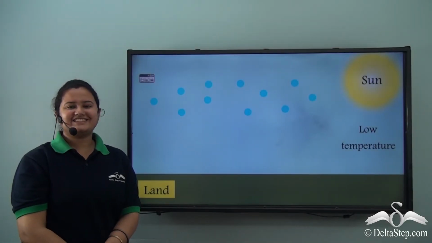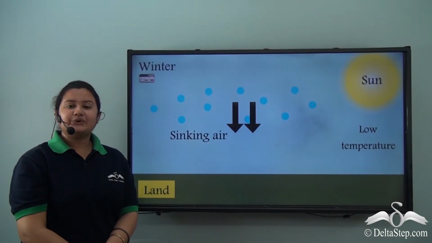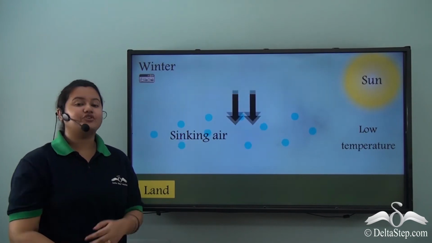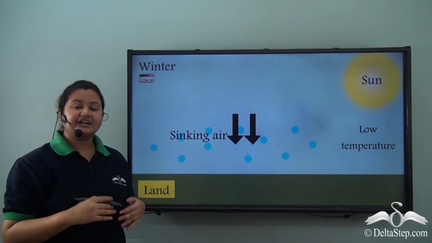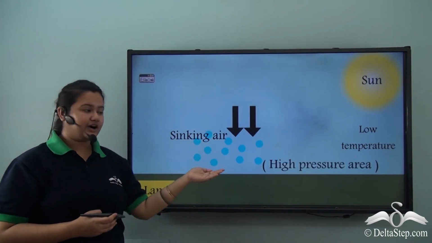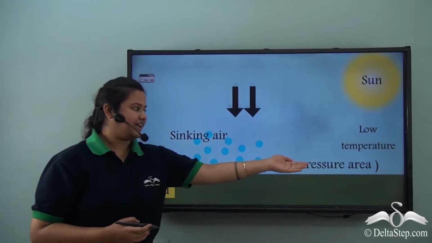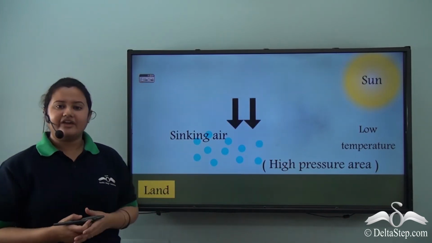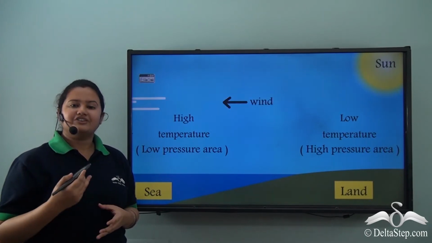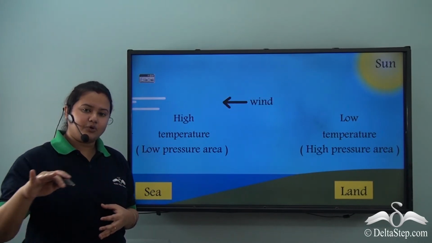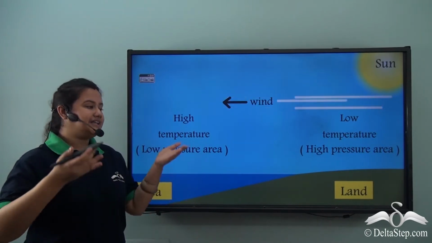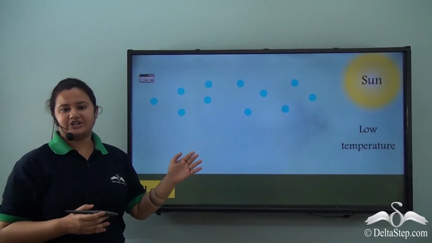Now, this is a scene during winter season. During winter season, the land is relatively cooler. Therefore, the air above the land is also cooler and heavier, so they sink down, creating a high pressure area over the land. Whereas, the water bodies are relatively warmer. Therefore, the air above the water bodies being warmer and lighter rise up, creating a low pressure area.